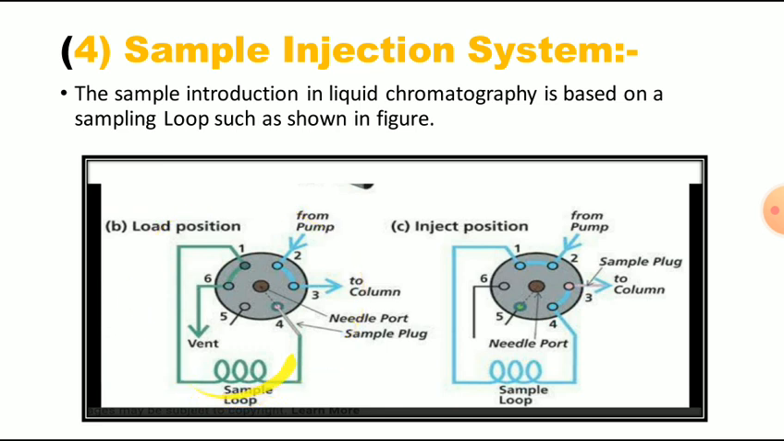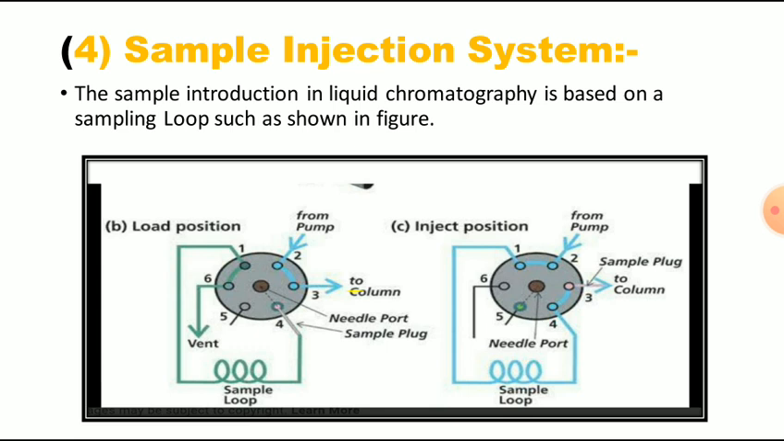See first this load position. In this case, number 6, 2, 2 and 3 will be connected, 1, 6 and 4 will be connected. In this case the two portion there will be from the pump. That means the mobile phase coming from the high pressure pump will be going directly into the column, but there is no sample in that mobile phase. Along with that, 2 and 3 will be connected. Whatever mobile phase is coming through the pump will be going directly into the column.